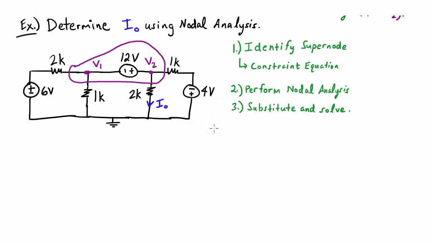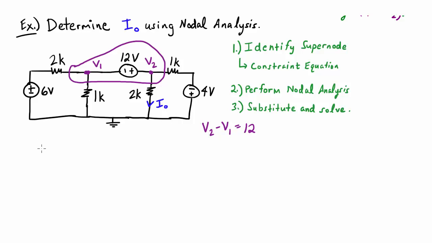Now the constraint equation for this is going to be V2 minus V1 is equal to 12. If the polarity was switched like this, it would be V1 minus V2 is equal to 12.